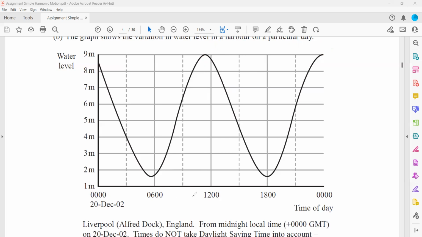Because 11, 12, so the difference is there. 6, so this will be 300. This will be 900, 1200, 1500, 2100, and then 22, means like 24 hours is there.